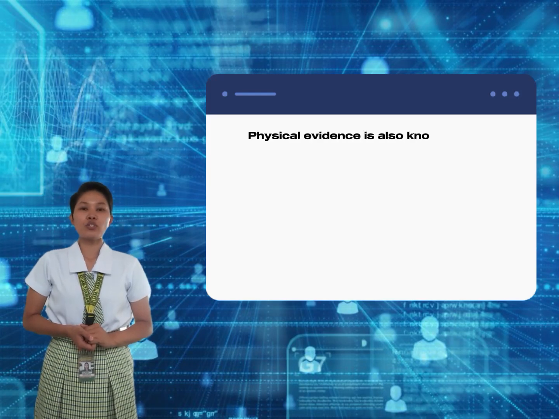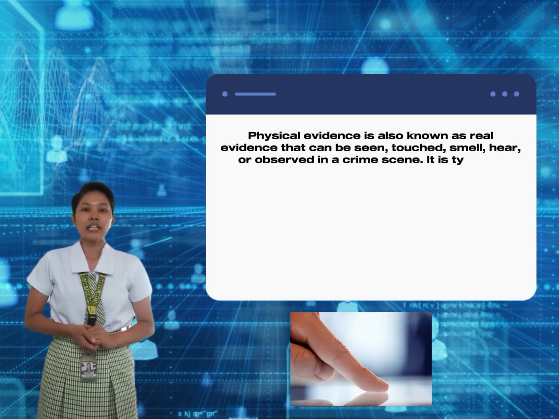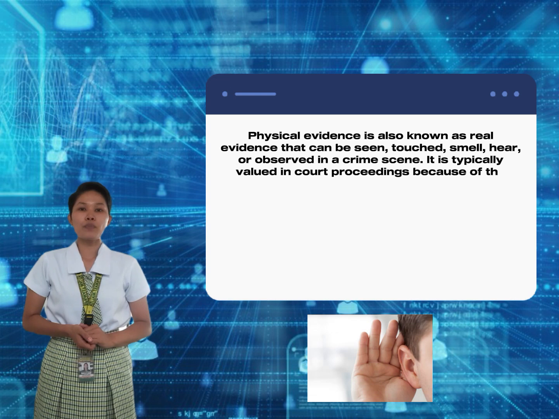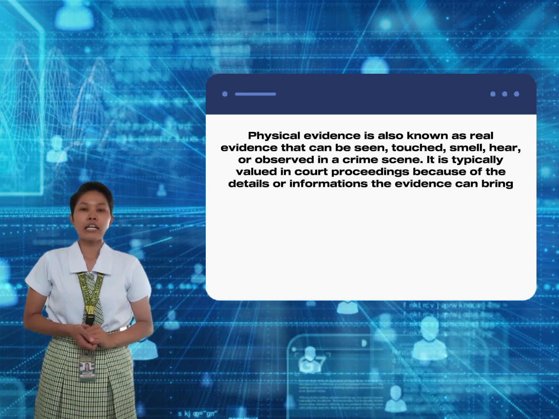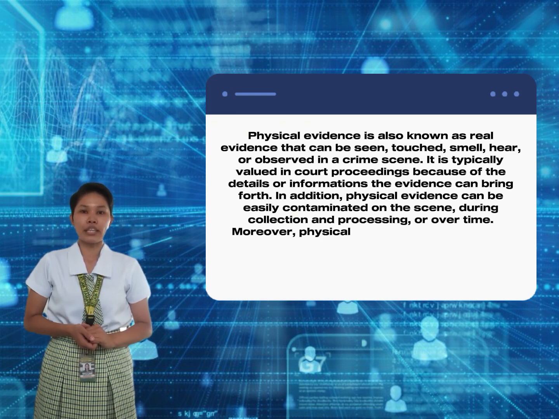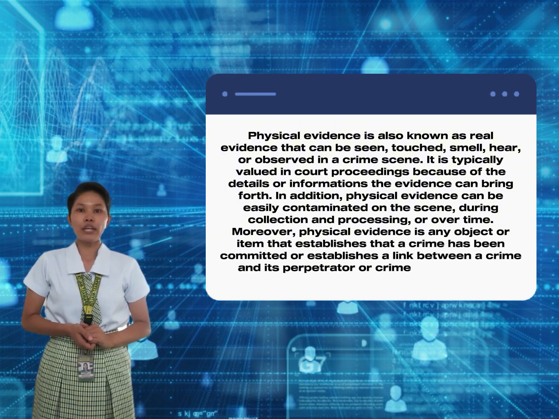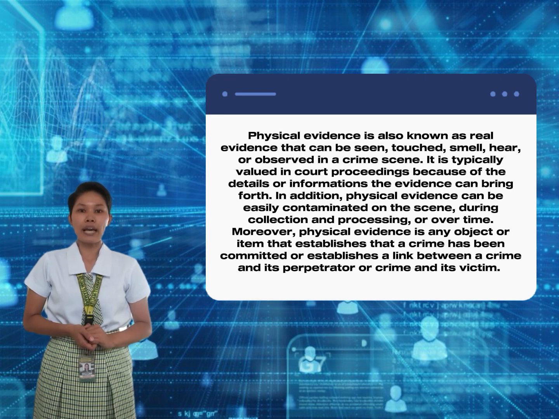Physical evidence is also known as real evidence that can be seen, touched, smelled, heard, or observed in a crime scene. It is typically valued in court proceedings because of the details or information the evidence can bring forth. In addition, physical evidence can be easily contaminated on the scene during collection and processing or over time.